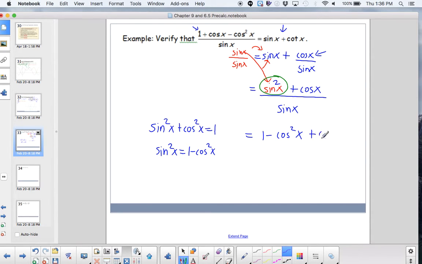And then add my cosine x over sine x. And here at this point you might realize that you do have the same thing you have on the left side of the equation. Just a little bit of rearranging, which we can do.